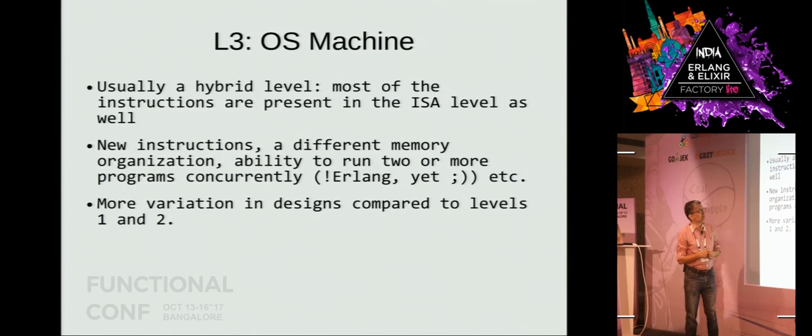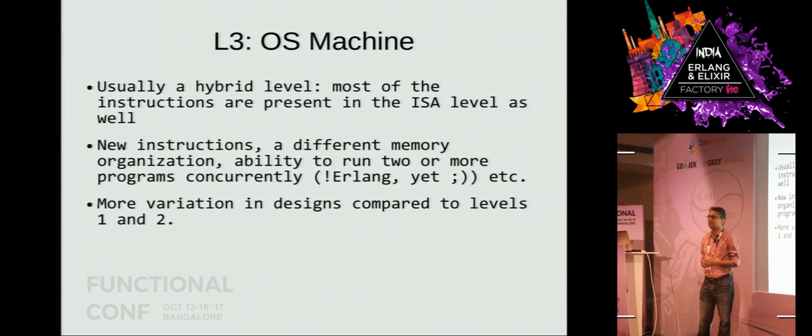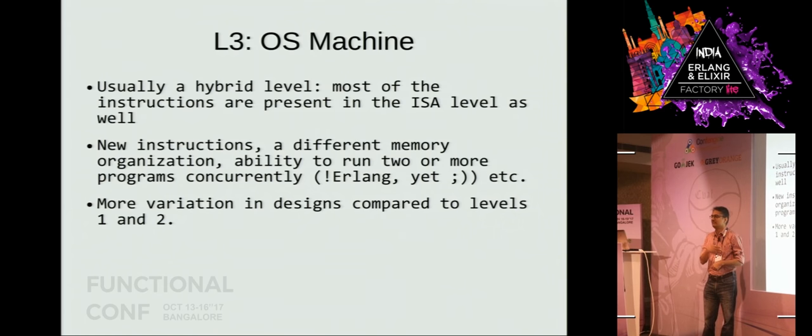Third level is called the OS machine level. Now, I'm a bit confused here, because this is traditionally the OS level, but it's not the OS as we know it. This is not probably the Linux. This is like one level below. We understand it as a Windows or a Linux, but this is not that. So you have the ability to run two or more programs concurrently. Does that sound familiar? No, we're not there in the Erlang land yet, but we can do so. And then you have more variation in design. Whereas at the chip level and the first level, it doesn't matter which CPU you're looking at, it is broadly the same. But from level 2 or level 3 onwards, the number of variations increases drastically.